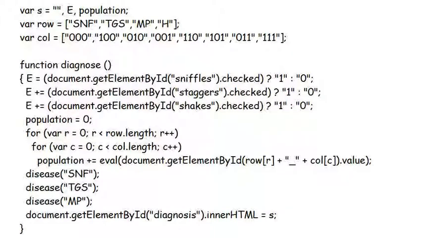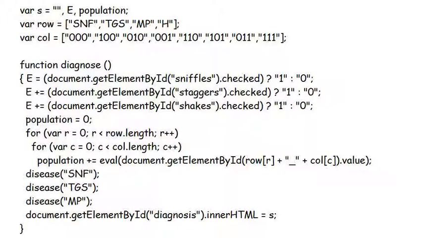The program needs 5 global variables. The string S, initially blank, is where the diagnosis of the disease will be built up. E is going to hold the 3-digit binary number representing the symptoms that the current patient is showing. I used E to be consistent with the Bayes rule equation, in which E stood for evidence. The variable population will hold the total population of people in that table, found by adding all the numbers together.